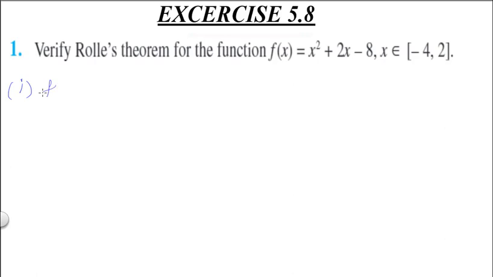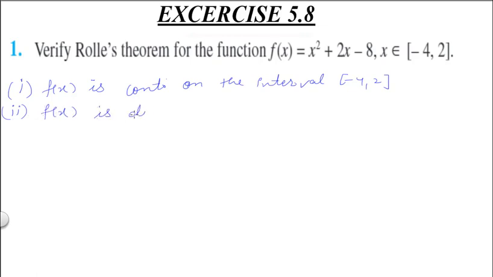Hence we will say f of x is continuous on the interval minus 4 comma 2. All the polynomial functions are differentiable for all x belonging to R. So we will write f of x is differentiable on the interval, the open interval minus 4 comma 2. For differentiability we write like this.